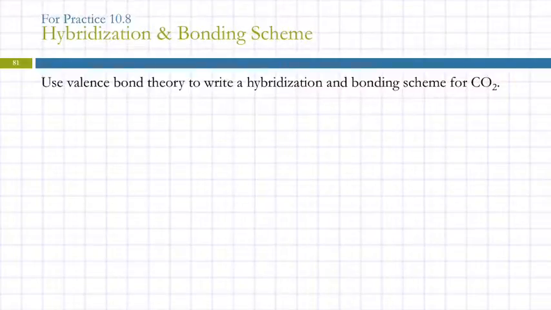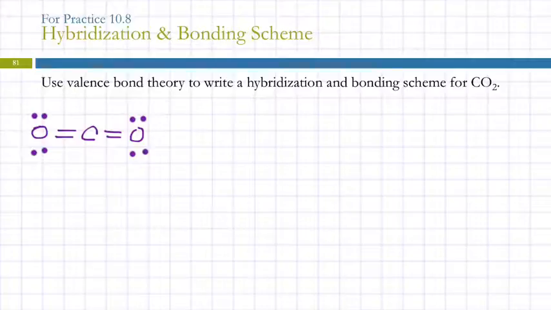Use valence bond theory to write a hybridization and bonding scheme for CO2. So I'm going to go through this one kind of quickly, because I'm tired. So Lewis structure. How many electron groups? 2. We got it. 2 electron groups. What's the hybridization? sp, right? So we know it's sp hybridized.